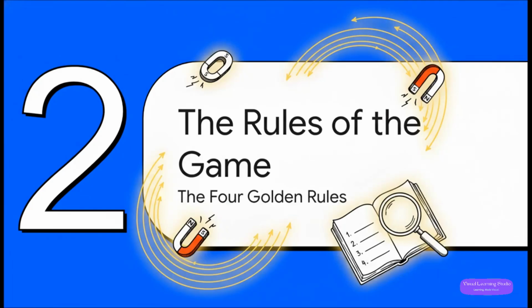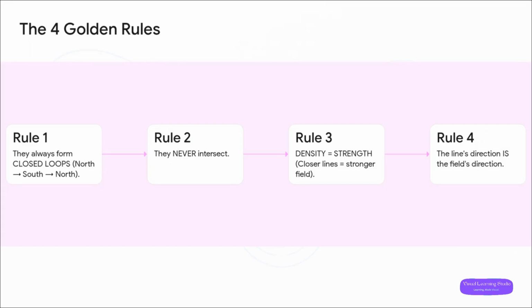Now, listen carefully, because here's the secret. To solve almost any problem in magnetism, you don't need to memorize dozens of equations. You just need to know four simple rules that these imaginary lines have to follow. Think of this as the rule book for how magnetism works. Let me break these down because this is absolutely crucial. Rule number 1, magnetic field lines always form closed loops. They leave the North Pole, they loop around into the South Pole, and this is the part people forget, they continue through the magnet back to the north.